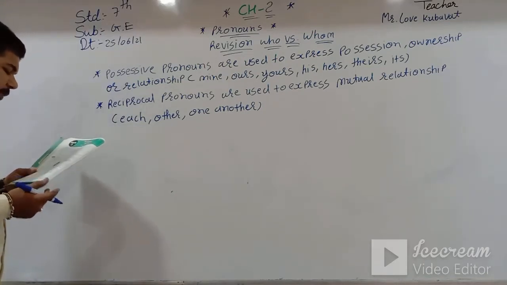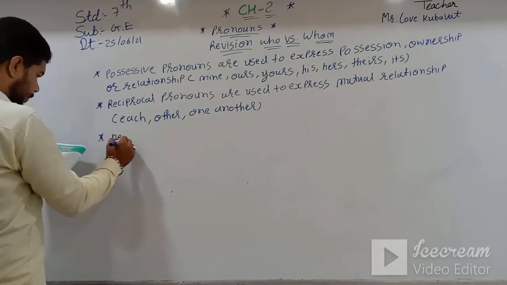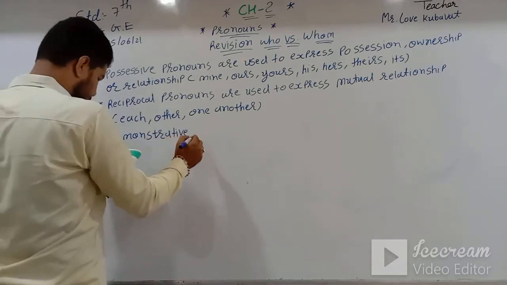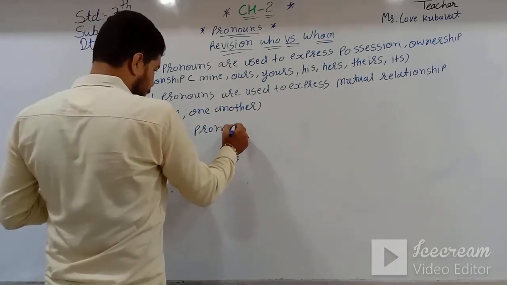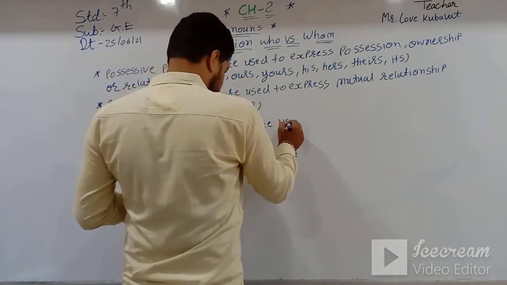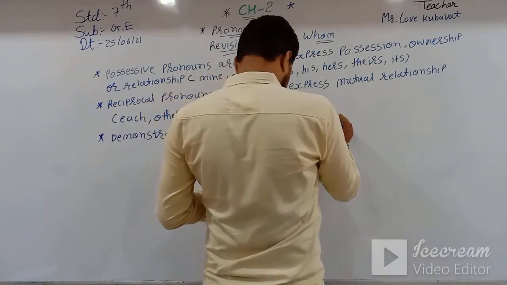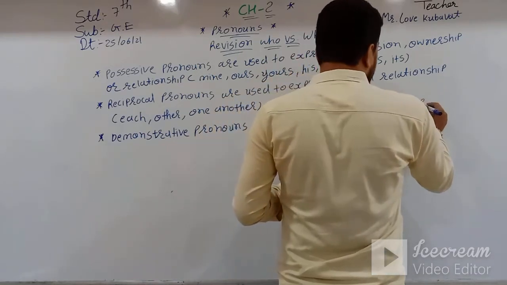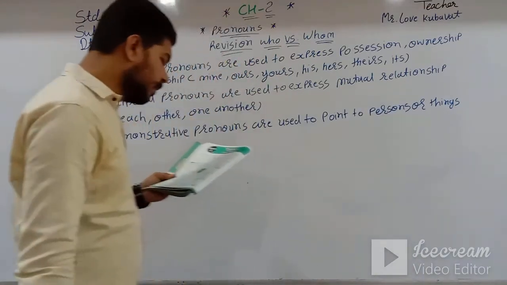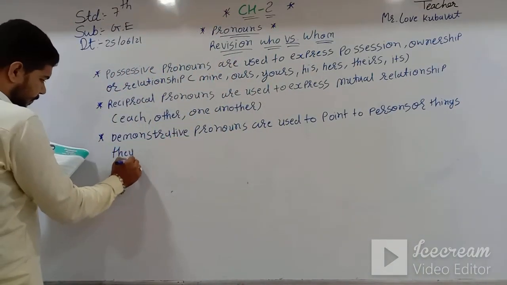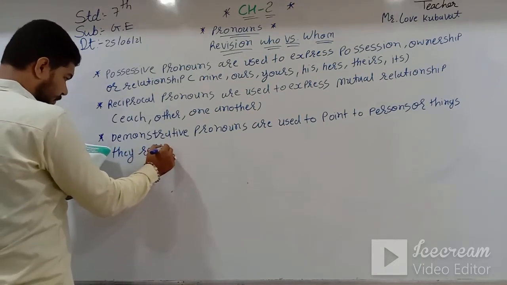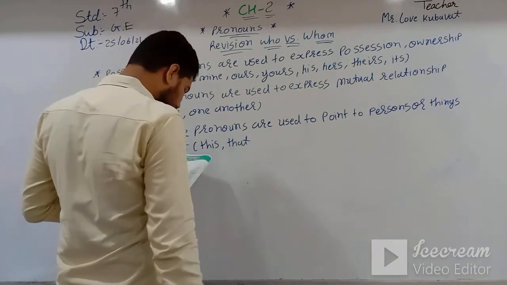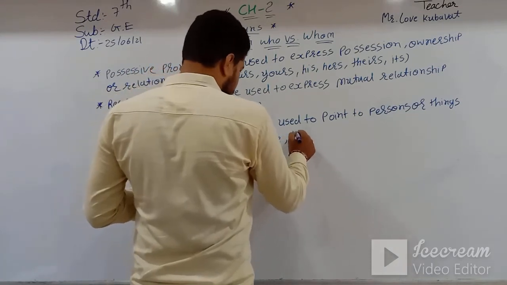Now, demonstrative pronouns. Demonstrative pronouns are used to point to persons or things, and they represent this, that, these, or those.